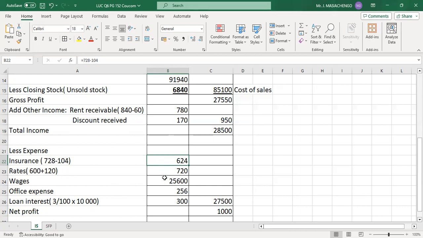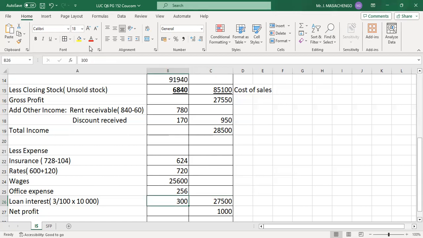Wages, there's no adjustment, so you just take the 25,600. Then interest on loan, which I agree, the 3%, 3 over 100, is the expense component. So we are going to put 300 there. Then you are going to add your figures this time around for Form 1s. Form 4s, you can add as it is there. But for the Form 1s, please add 728 plus 600 plus 25,600 plus 256 plus 300. Then the total, you push it to the next column.